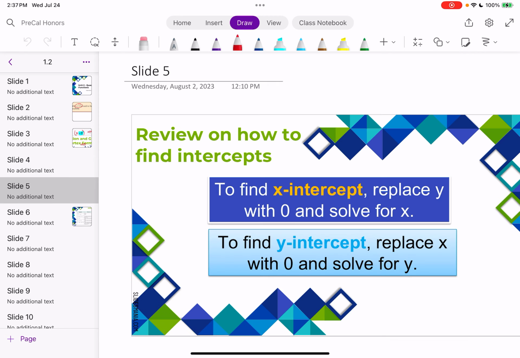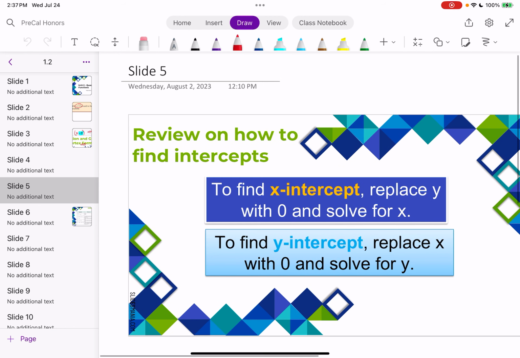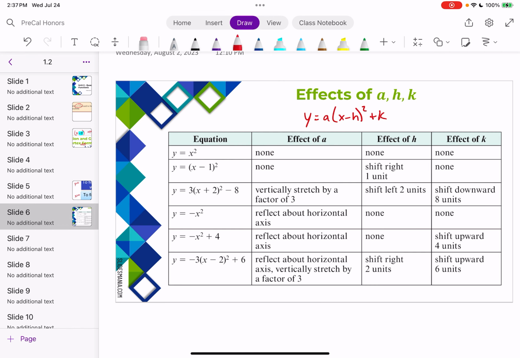Slide 5. This is a quick reminder on how to figure out our intercepts. So if we are finding a certain intercept, let's say it's x, remember, the y would be equal to 0. And if we're finding the y-intercept, the x would be equal to 0. So in this case, y is equal to 0. And if we're finding the y-intercept, x is equal to 0. Let's go ahead and take a look at slide 6.